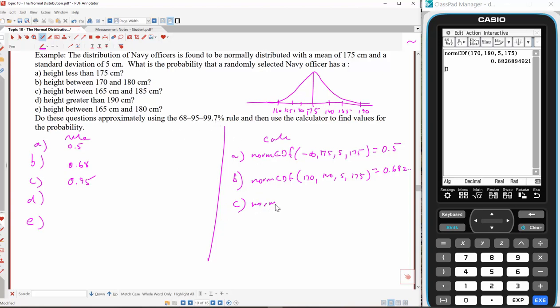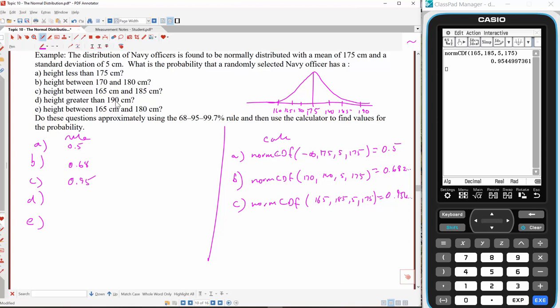So we're going to use norm CDF, and we're going to go between 165 and 185, with a mean of 175 and a standard deviation of 5. And let's just see what happens from here. 165 to 185 gives 0.954... So I would ask for a 3 decimal place approximation for that if I was in a SAC.